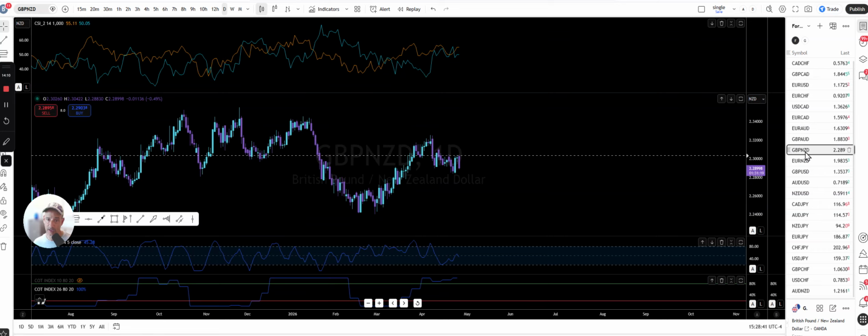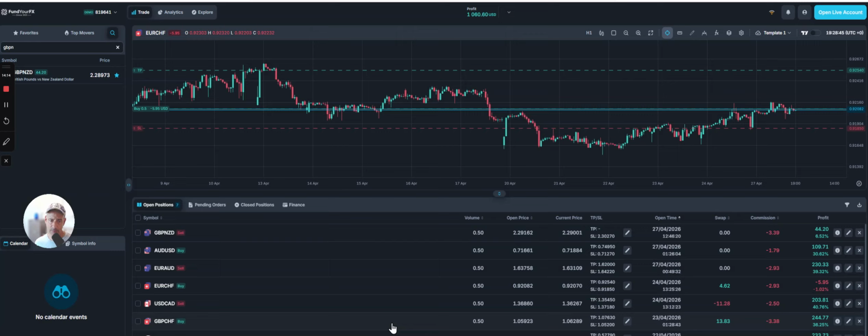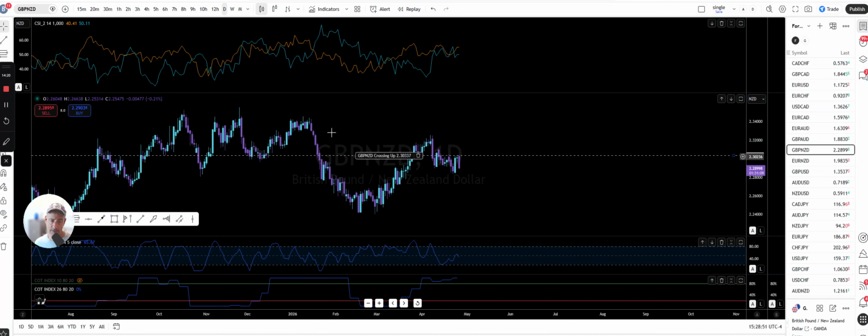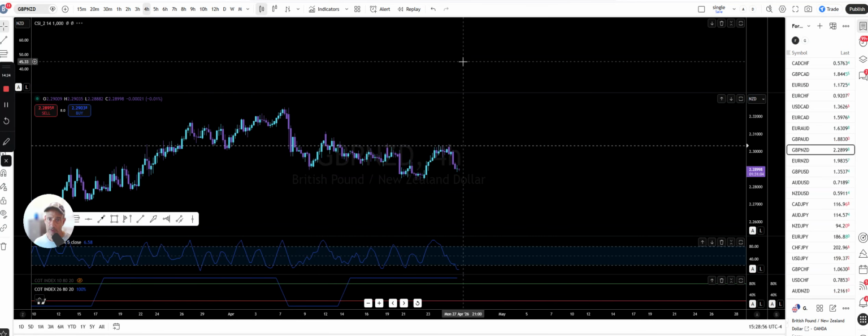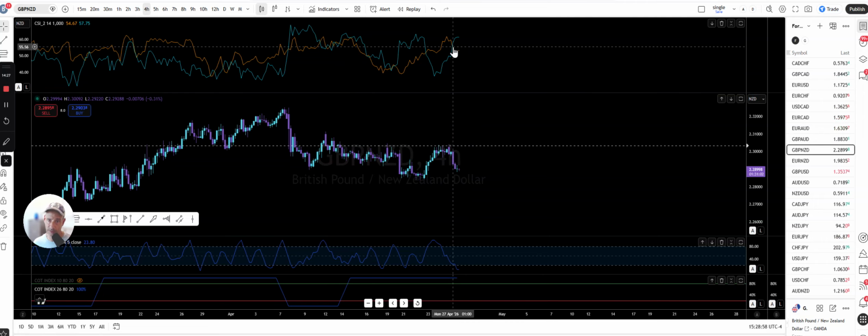And then the pound Kiwi. Am I in pound Kiwi? Yeah, pound Kiwi short. And we got to go back to that. Pound Kiwi short. You can see that is going down. We got to go back to the 4 hour. Okay, and there was the trade, the entry. This one I took today, this morning, and that one is heading down.